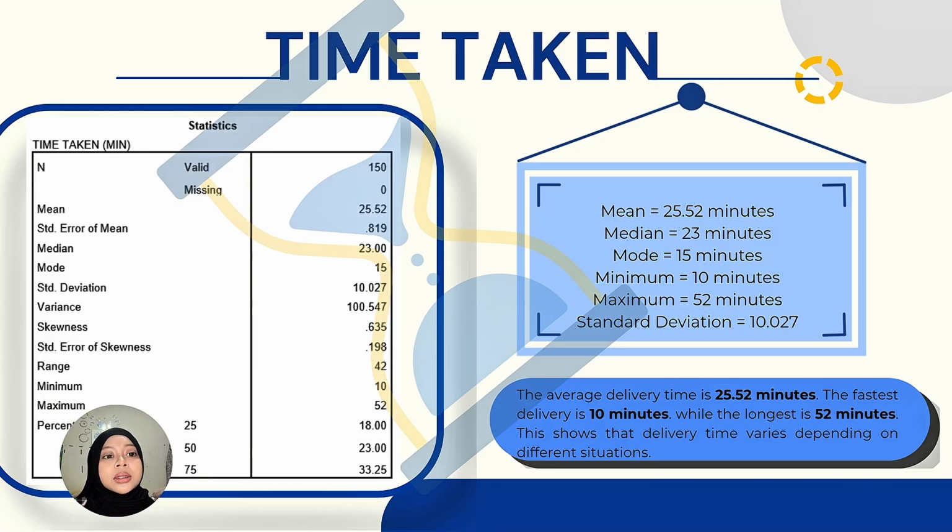the same. This indicates that some deliveries are completed much faster, while others take longer depending on factors such as traffic conditions, distance, and the number of orders. Overall, you can see the mean is higher than the median because some deliveries took much longer, such as 52 minutes. These longer delivery times increase the average, while the median was less affected by these extreme values.